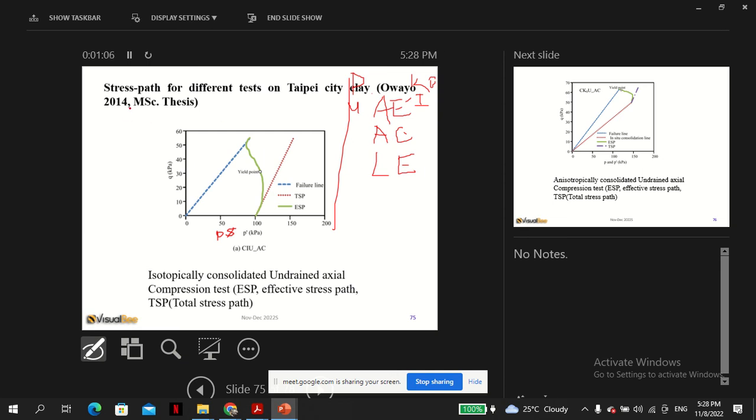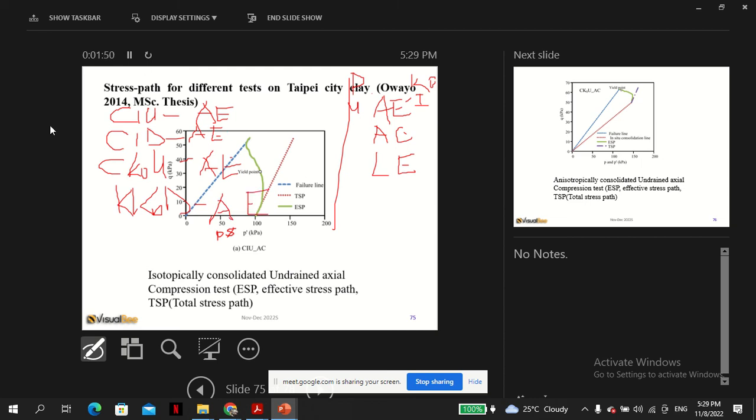So for example, we can have CIU, consolidated isotropic undrained axial extension. This is one test. We can have CID, consolidated isotropic drained axial extension. We can have CK naught U AE. We can have CK naught D. So you should be familiar with any of these tests.